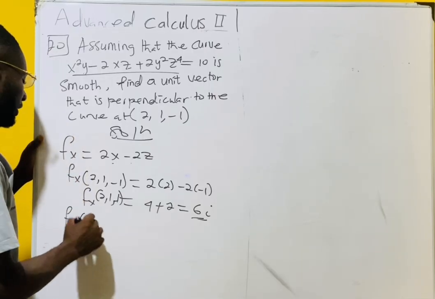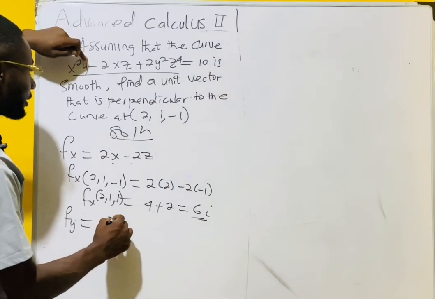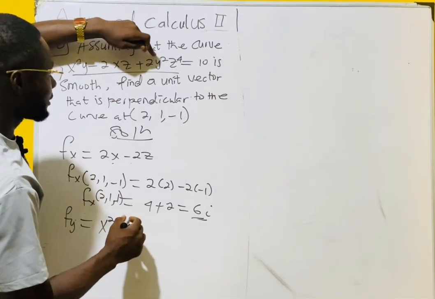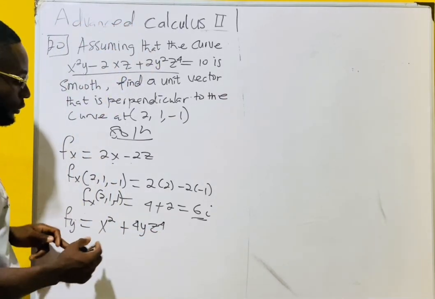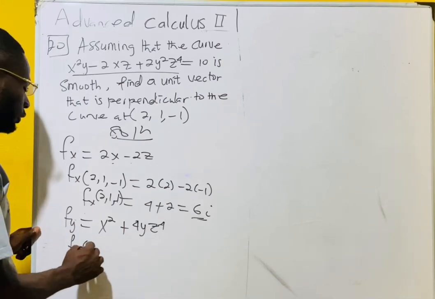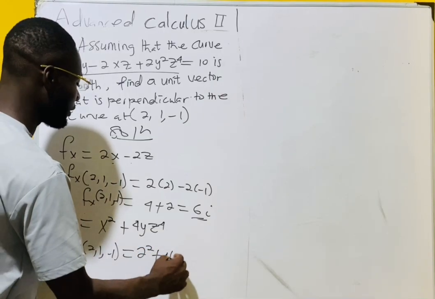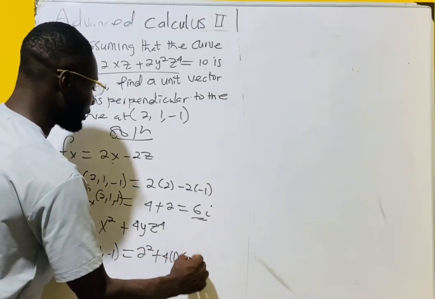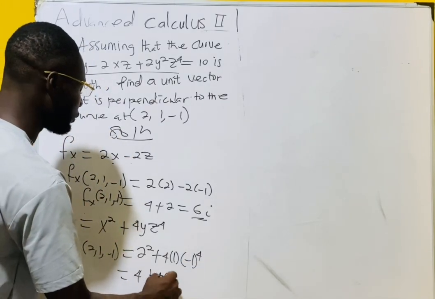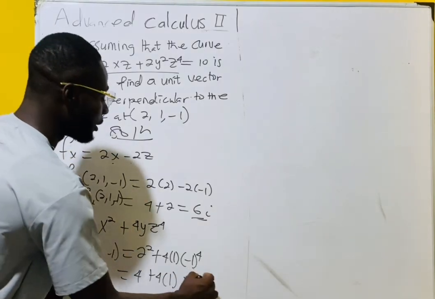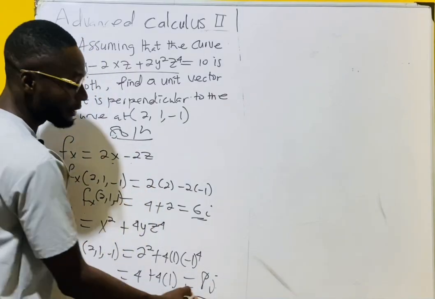And then we differentiate with respect to y. When you differentiate this function with respect to y, we're going to have x squared plus 4yz to the 4. So at the point (2, 1, -1), we're going to have 2 squared plus 4 into 1 into (-1) to the 4. So we're going to have 4 plus 4 into 1, and that is equal to 8. So meaning that we have 8j. So that is the second component.